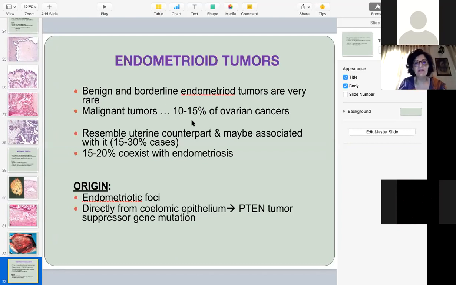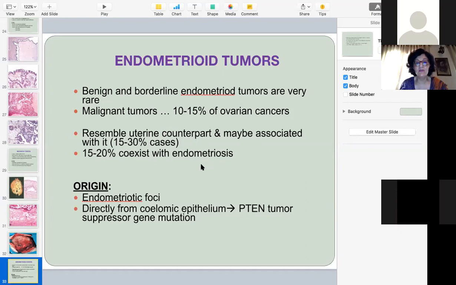Because they resemble the endometrial type tumors, they can also be associated with it. So you can have a separate tumor in the ovary and a separate tumor in the uterus, both of endometrioid type. In about 15 to 30% of the cases, there may be an association, with tumors in the uterus as well as in the ovary. 15 to 20% coexist with endometriosis.